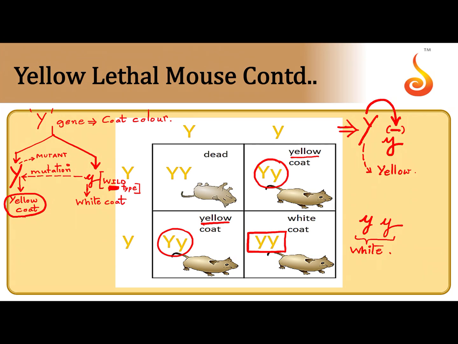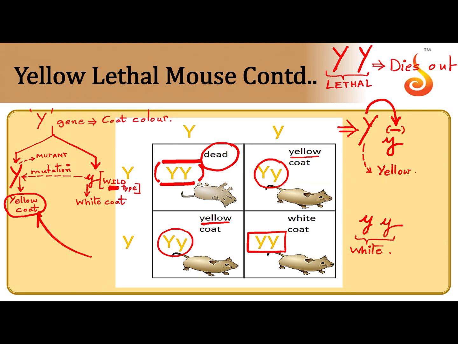I told you that small y is not only recessive, but it is wild type, already existing in the population. But there is something peculiar about the case where the capital Y occurs in homozygous condition. When capital Y occurs in homozygous condition, it functions as a lethal gene, and the mouse which possesses this kind of genotype dies out. See, the mouse is dead in this case because it has two copies of capital Y.